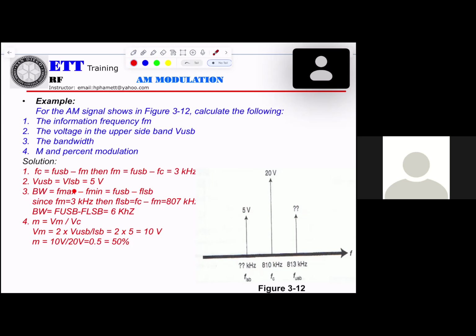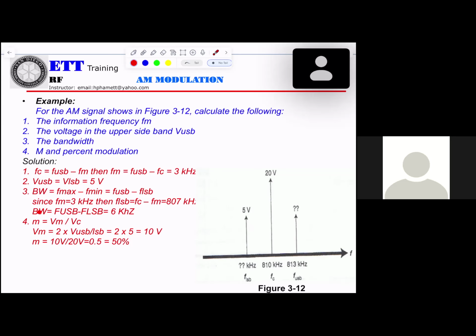Bandwidth equals F max minus F min, equal F upper sideband minus F lower sideband. So basically, you can get the upper sideband frequency and lower sideband frequency from here, S10, S13, which will be 3K, 3K. So the bandwidth will be 6K.